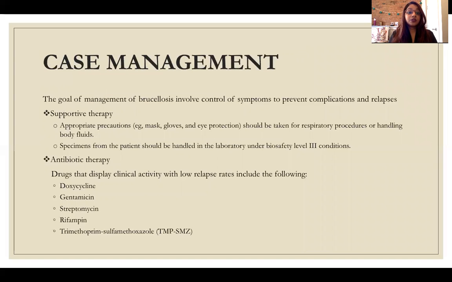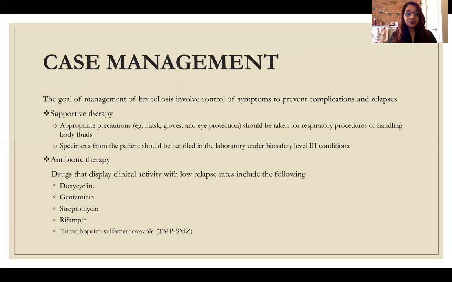Case management. The goal of management of brucellosis involves control of symptoms to prevent complications and relapses. The first thing you want to do is supportive therapy for the patient. Also, when they come into the hospital or wherever they present, you want to take appropriate precautions such as wearing masks, gloves, and eye protection if you're going to take respiratory samples or handle any bodily fluids, because it can be transmitted that way. Specimens from the patient should be handled in the lab under biosafety level 3 conditions.